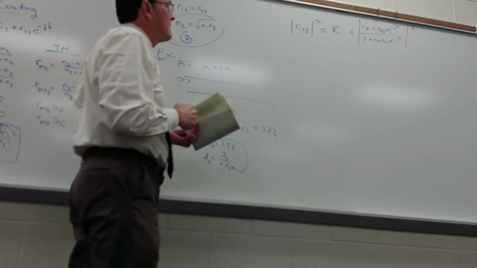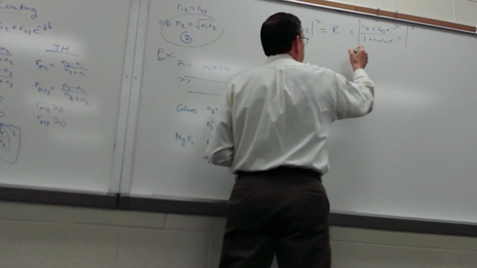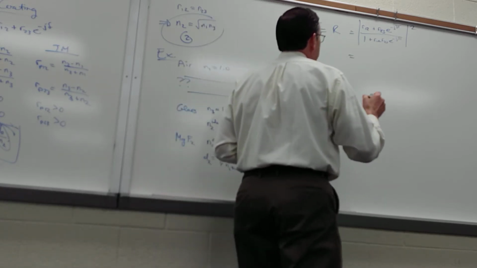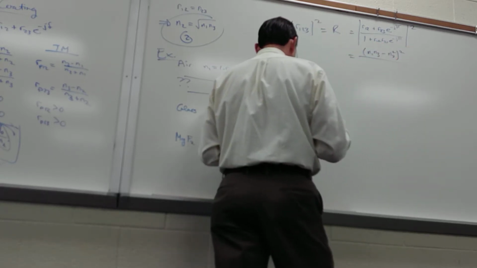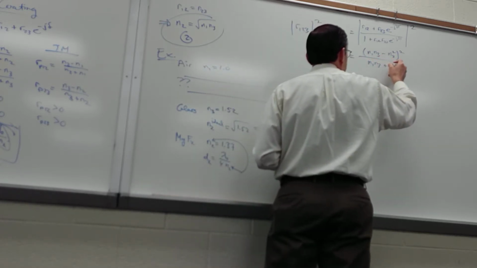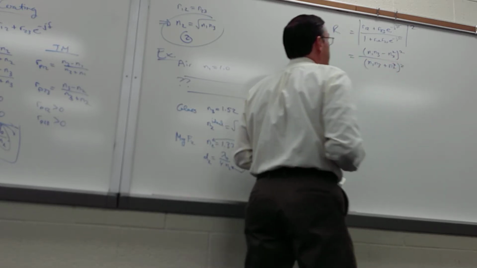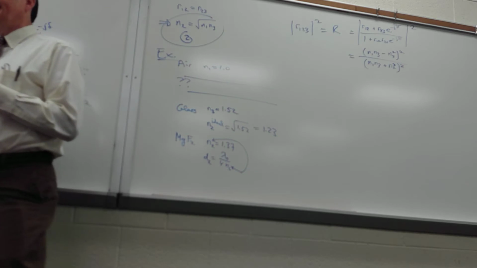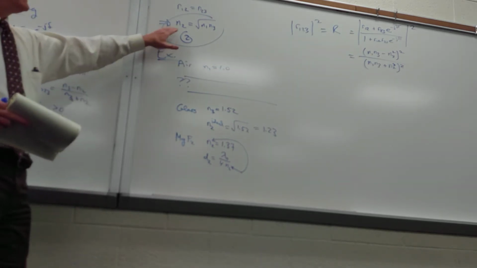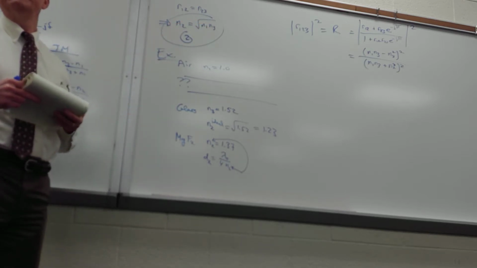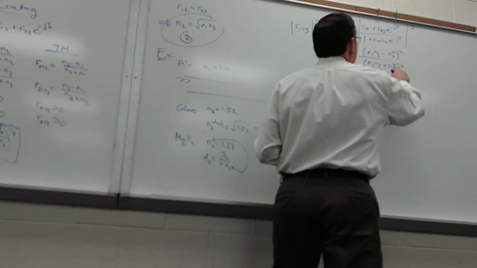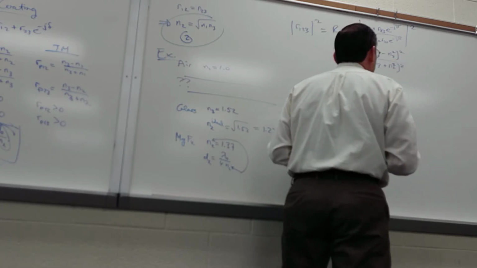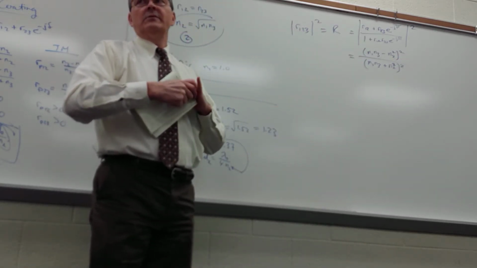So magnitude squared. And if we do the algebra, it turns out what we end up with is N1, N3 minus N2 squared, over N1, N3 plus N2 squared, quantity squared. Which you can see that if we'd had the ideal material, clearly that would go to zero. That last thing in the denominator, is that N2 squared? Yes. Yeah, that's a square.